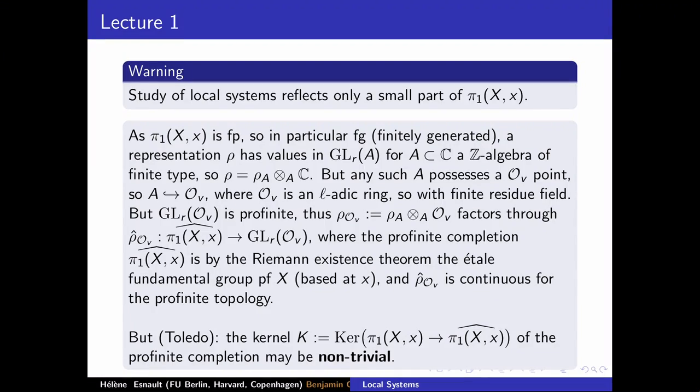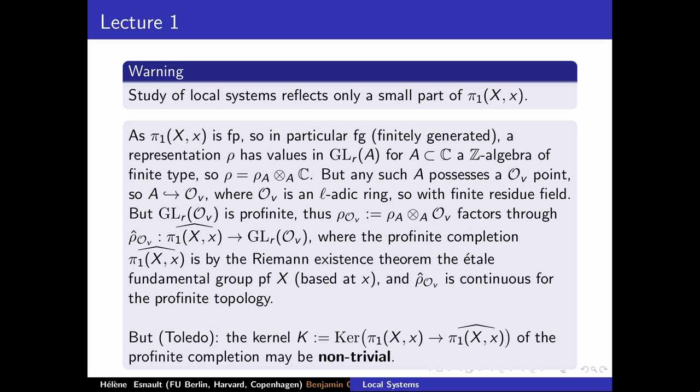Pi_1 is finitely presented. So in particular, if you look at the complex linear representation, it has values in GL_n(A), where A is a Z-algebra of finite type. But such an A, because it's an affine algebra like we had in the previous lecture by Bert, always possesses an l-adic point. That means an inclusion of A in an l-adic ring, in particular with a finite residue field. So the representation obtained by post-composition, after restriction of the scalars to A, factors through the profinite completion of the fundamental group we start with. So this becomes a profinite representation. It's endowed with a topology, which is a profinite topology.